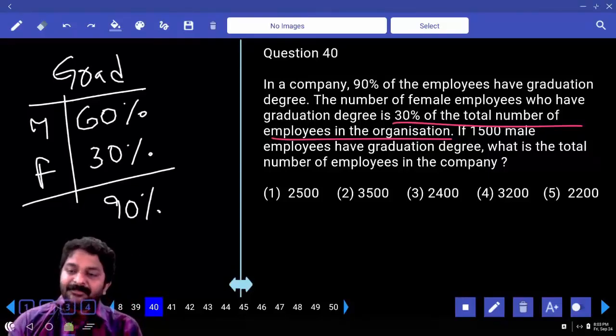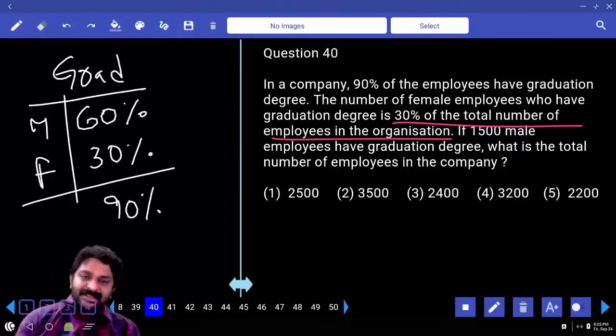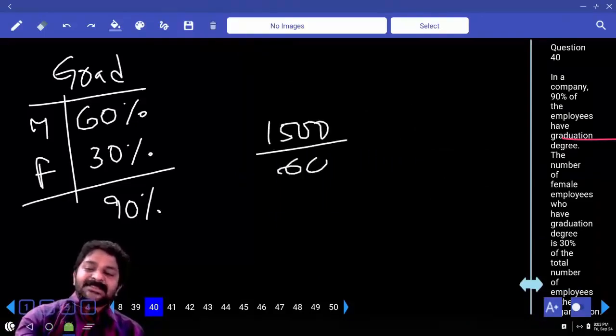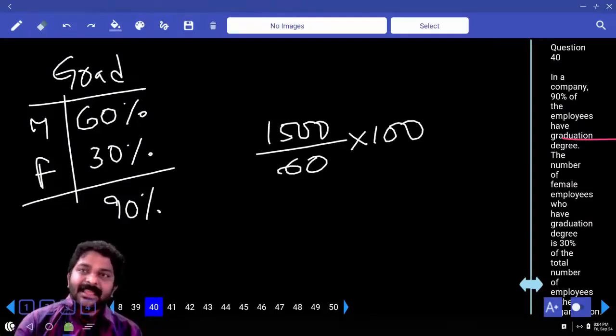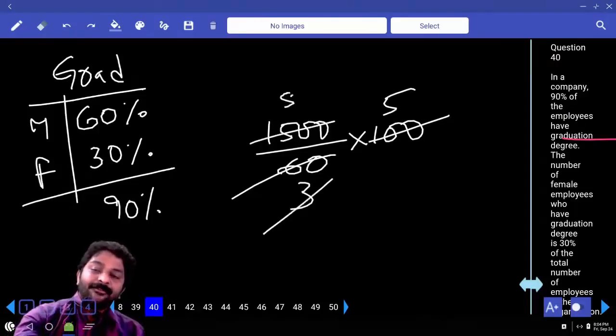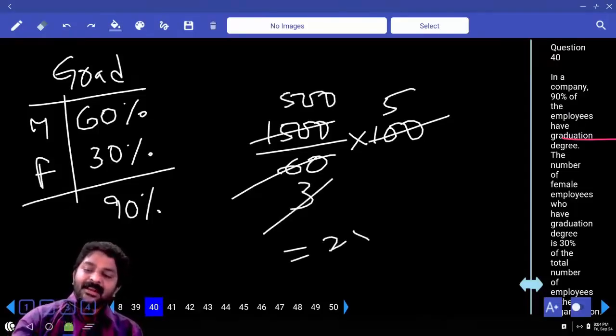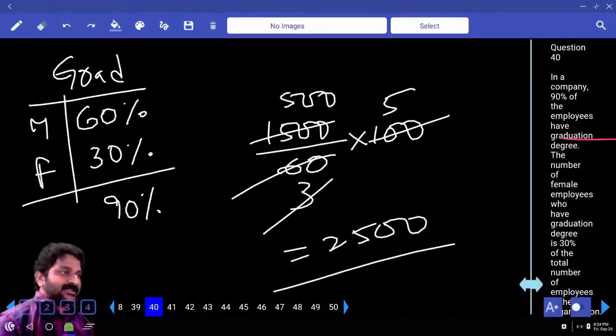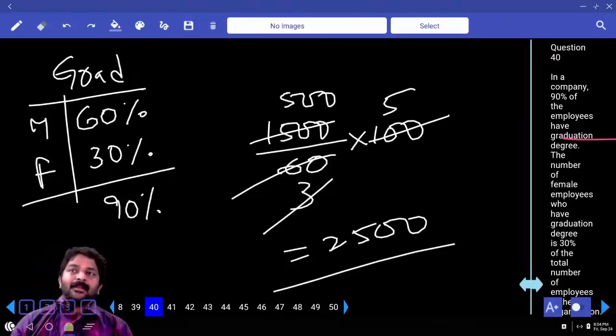Now it is given that 1500 male employees have a graduation degree. That means 1500 is equal to 60%, and employees in the organization is equal to 100%. Correct? 20, 3 times. 20, 5 times. 500 into 5, 2500, which is the total number of employees in the organization. Got the point?